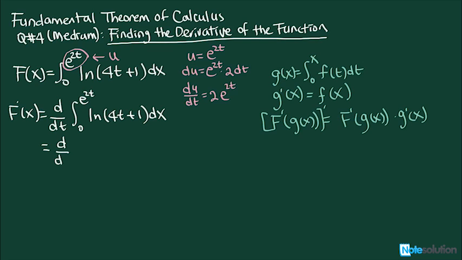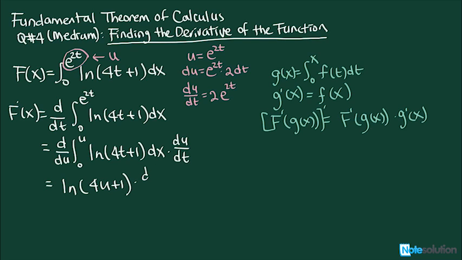So this will be d over du of the integral from 0 to u, and we've got ln, nothing changes, that's inside the integral dx. However, because we are supposed to differentiate with respect to t, and this will be substituted back in once we have taken the derivative, we have to offset this by taking the derivative of du with respect to dt, so that it becomes taking the derivative with respect to dt. That follows the first part of the fundamental theorem of calculus. So we are left with ln of 4u plus 1.